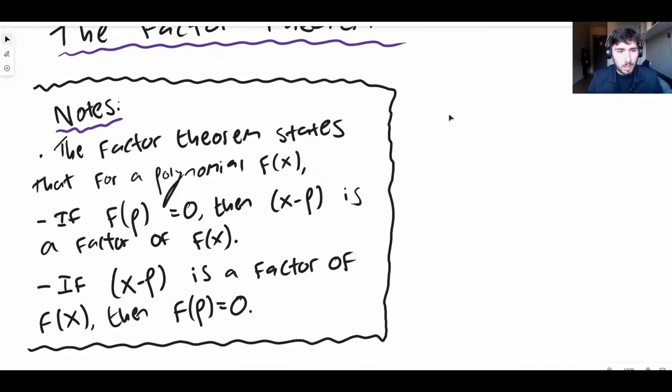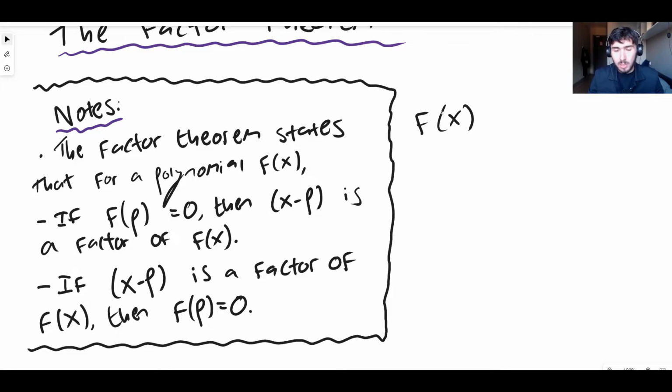And this is what I've written here. It says two things. The first thing is that let's say that we have some polynomial f of x. We should all be comfortable with what a polynomial is by now. A polynomial is simply some function. We're going to call it f of x.